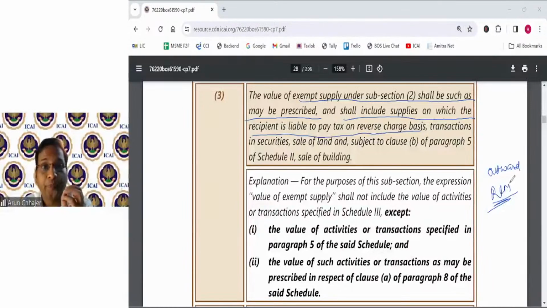17(2). It says that outward RCM would be considered as exempted in the hand of the supplier, or for me, it is exempt supply. For all purposes, no. Only for the purpose of 17(2). What is 17(2)? Reversal of common ITC.